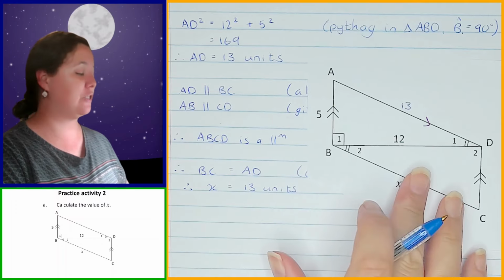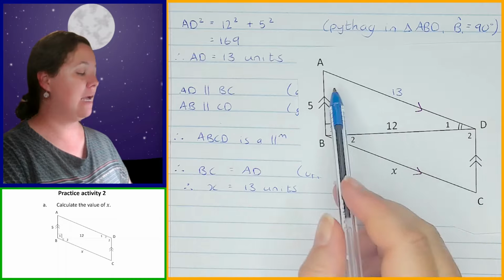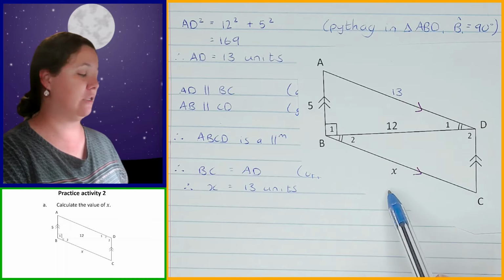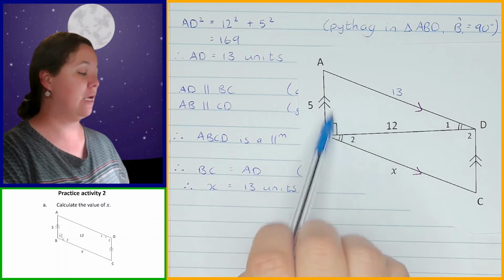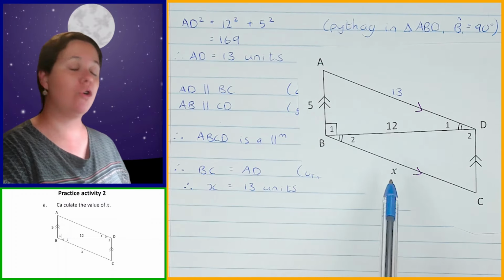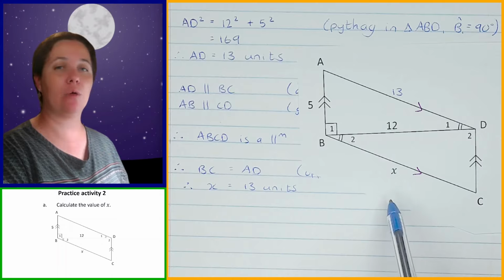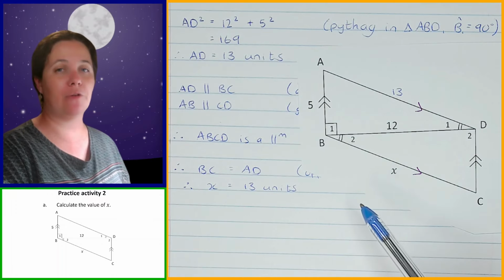So that's just a different approach that you could take that will also get you to the same result. Either approach is fine in this example. You can use the method that involves congruency, or you can use the method that involves identifying the quadrilateral and then using the properties of that quadrilateral.